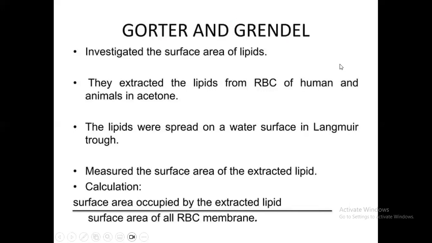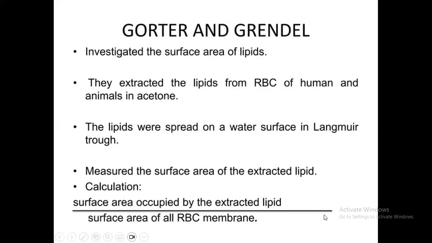So these scientists were involved in investigating the surface areas of the lipids, and for their experiments they extracted lipids from RBCs of humans and animal cells in acetone. These lipids were spread on a surface of water, and with the help of an instrument which is known as Langmuir trough, they measured the surface area of the extracted lipid and performed the calculations, in which they divided the surface area occupied by the extracted lipid by the surface area of all the RBC membranes.